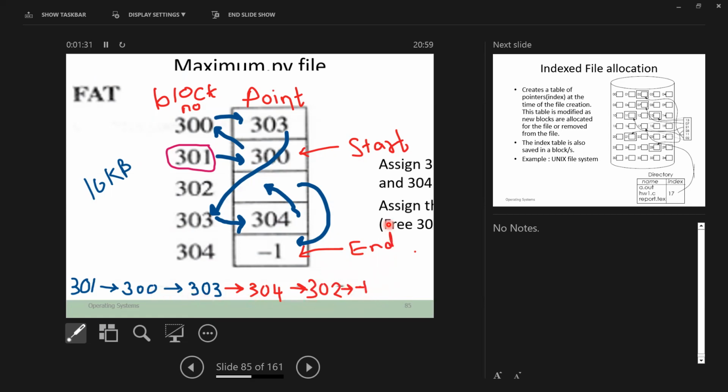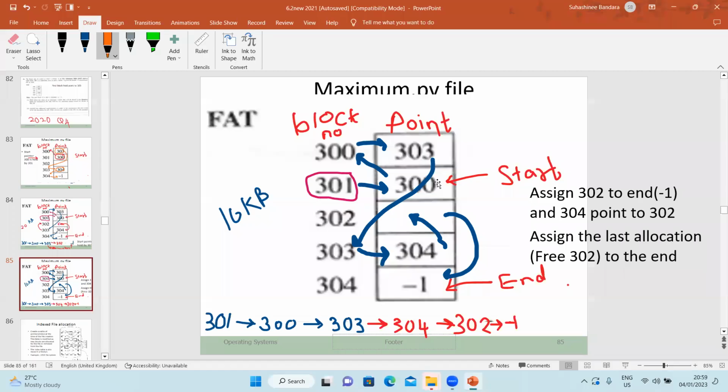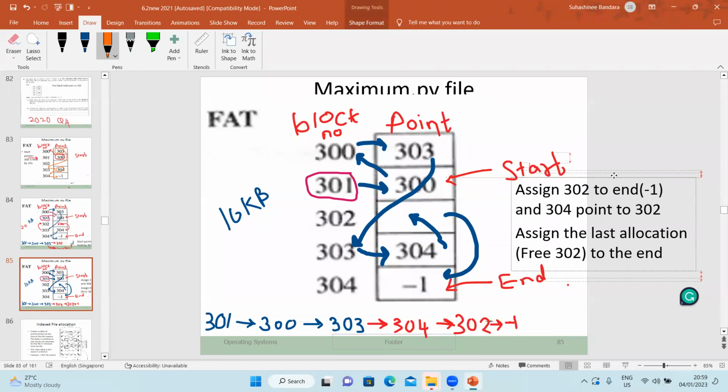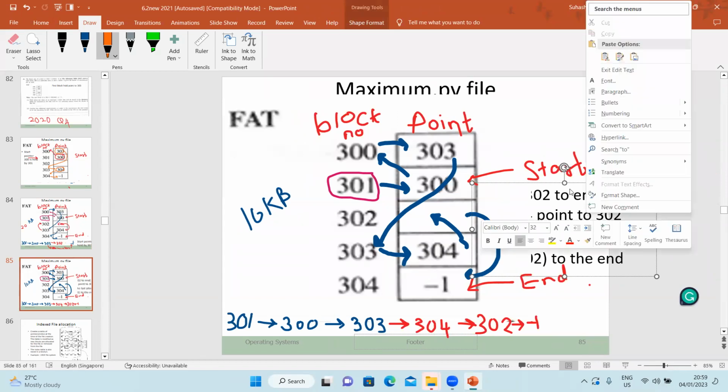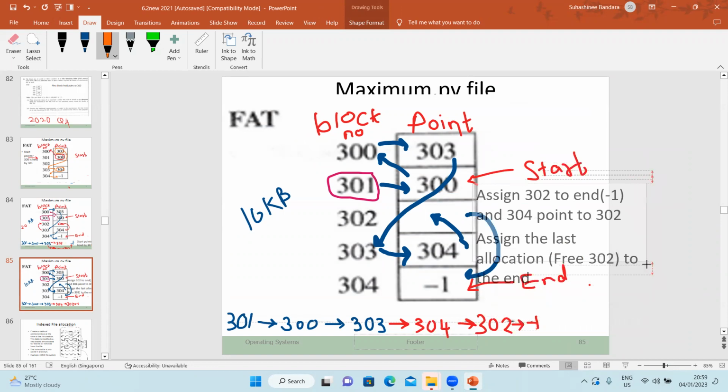So this is the way we are going to add. You should write the answer assigning the value 302 to the end, that is -1, and 304 is pointing to 302. Assign the last allocated free block 302 to the end. The final one should be the end of the file.